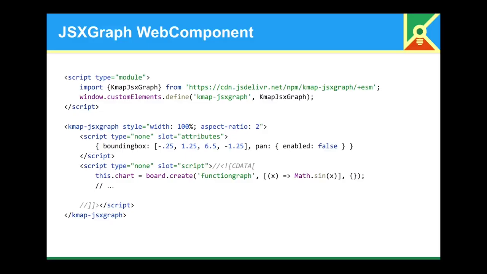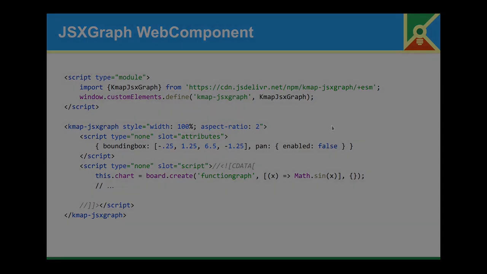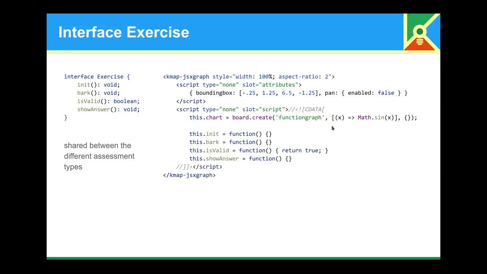So far, there's not a big advantage of using JSXGraph inside a web component over just using it inside a plain HTML page directly. What we gain here is the possibility to add functionality, like the component can implement an interface. In this case, it's the interface exercise from KMap, which is required to be implemented by assessment components with four methods: init, bark, is valid, and show the answer. Just write the same code and implement these methods somehow.